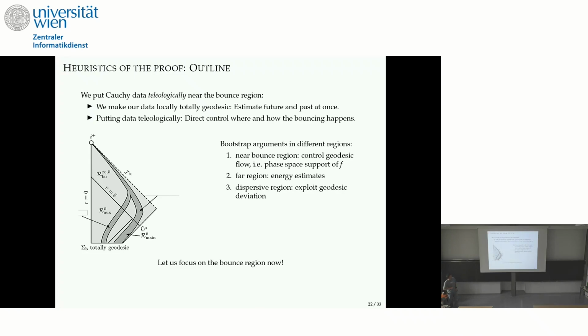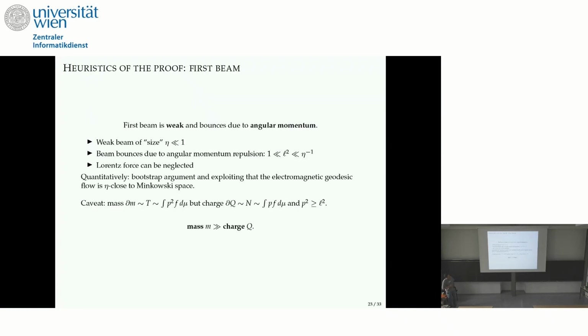Lots of type equations. So let's focus on the bounce region, because that's the most interesting one. In the bounce region, we actually have two main beams, and those two beams exploit the two mechanisms of repulsion, namely angular momentum and charge repulsion. First, we send in a weak beam of size eta. That beam bounces due to angular momentum repulsion, because the angular momentum of that beam we make of large size. But in general, it's a small beam.